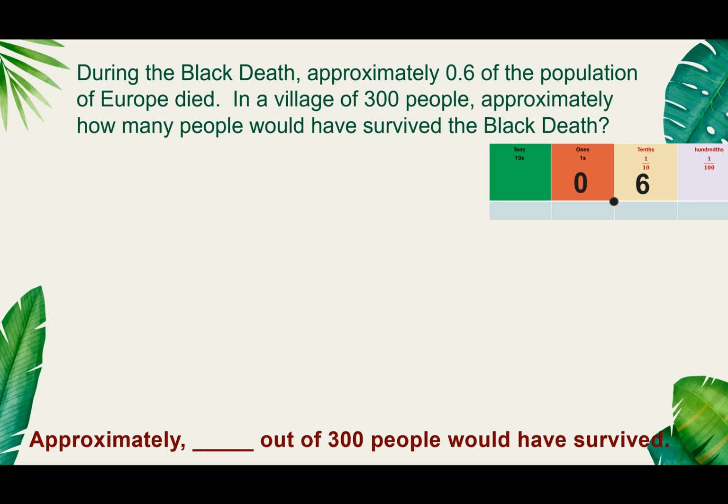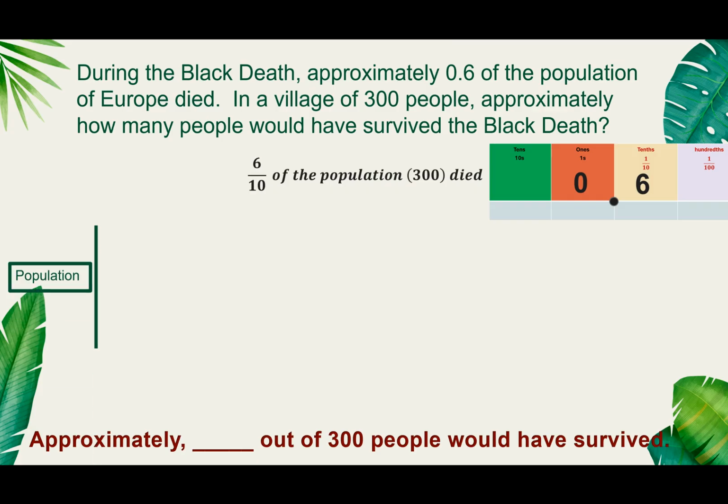set of the population, or 100% of the population, is 1, right? And 0.6 is part of it. And 0.6 really means that you have 6/10 of the population die, and you would have the rest of them survive.